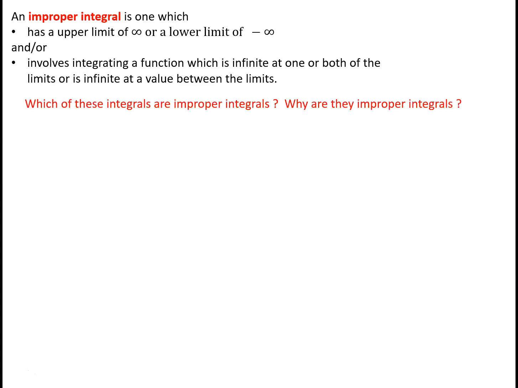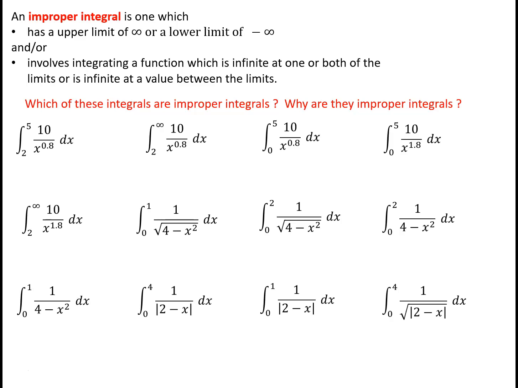So, which of the following integrals are improper integrals? And why are they improper integrals? So reading across the first row, 10 over x to the 0.8 certainly doesn't take an infinite value between 2 and 5, and we haven't got a limit of infinity or minus infinity. So that's a perfectly good integral.